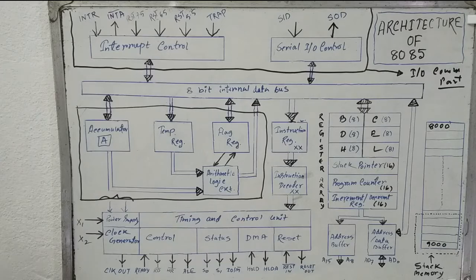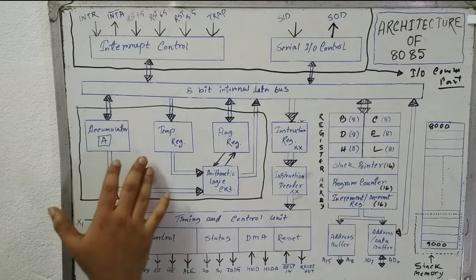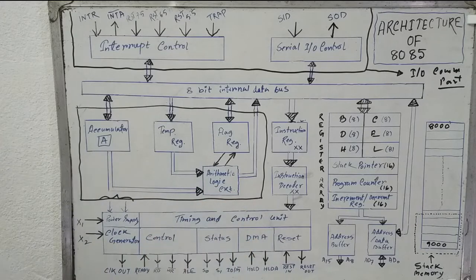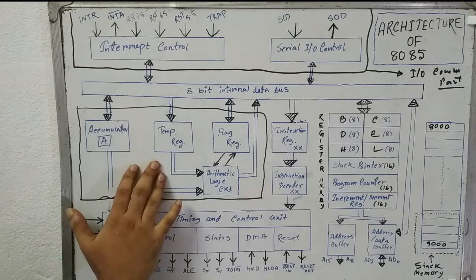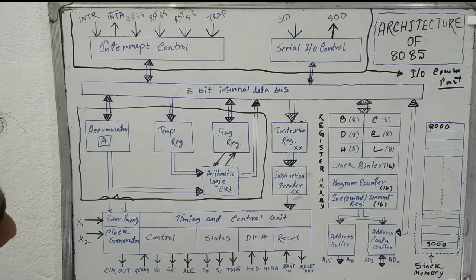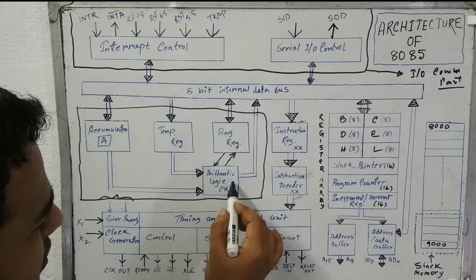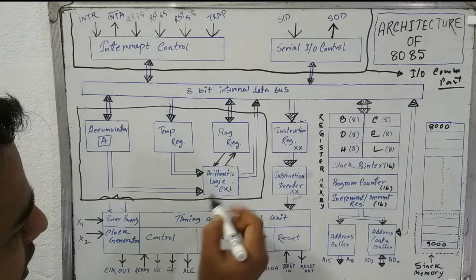So basically the ALU, Arithmetic Logic Unit, consists of the accumulator, which is an 8-bit register, temporary register, flag register, and arithmetic logic circuit. During execution, all the arithmetic and logical operations are performed here, and after the operation the result will be stored in the accumulator. After the logical and arithmetic operation, this arithmetic logic circuit produces the result.